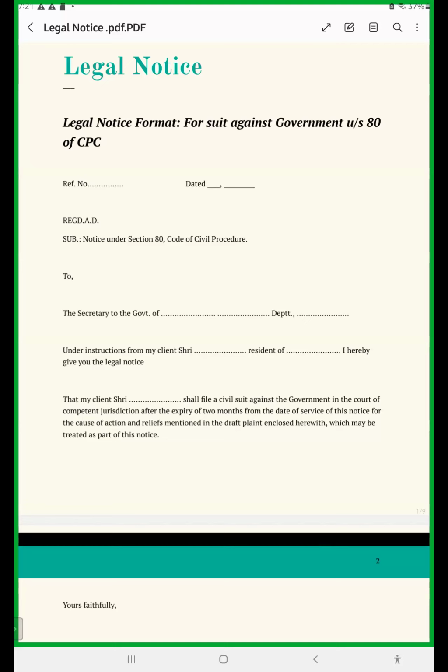The next way is service through courier services, also known as RPAD services. Here the High Court established the rule for service through registered postal acknowledgement, that's why we call it RPAD. This is done by speed post or courier services. Again, a brief idea of what RPAD is: RPAD is registered post acknowledgement due. You should know this if you're dealing with legal notices.